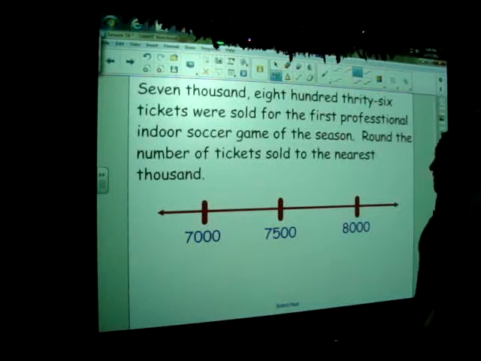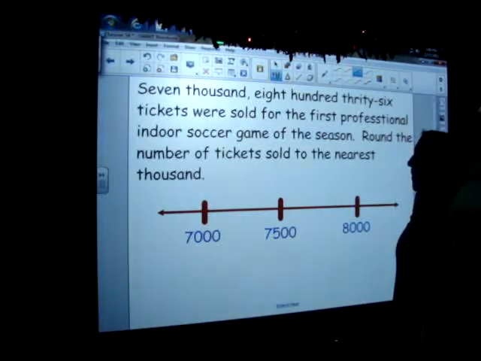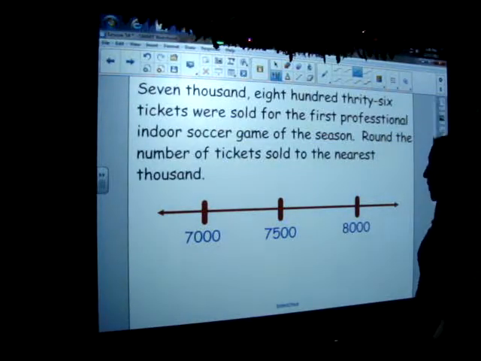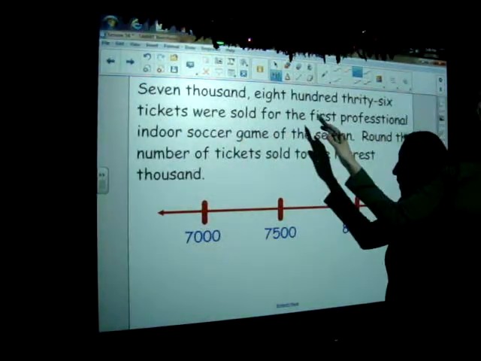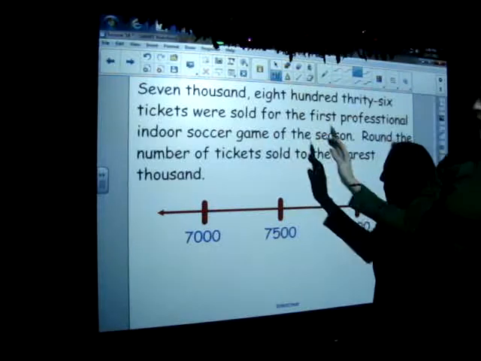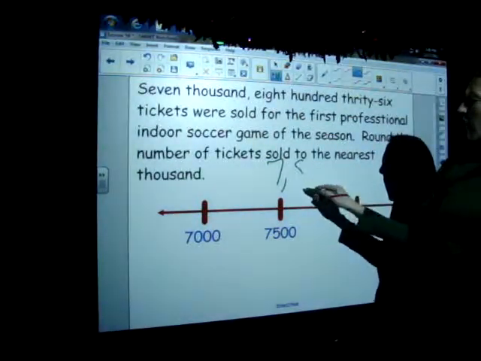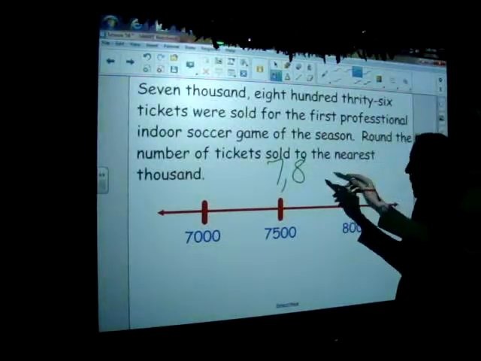We're going to look at rounding next. 7,836 tickets were sold for the first professional indoor soccer game of the season. Round the number of tickets sold to the nearest thousand. So first I'm going to write my number exactly how I read it, from left to right with commas. So 7,000, comma, 836.